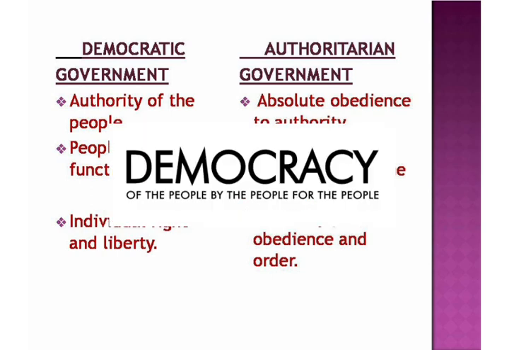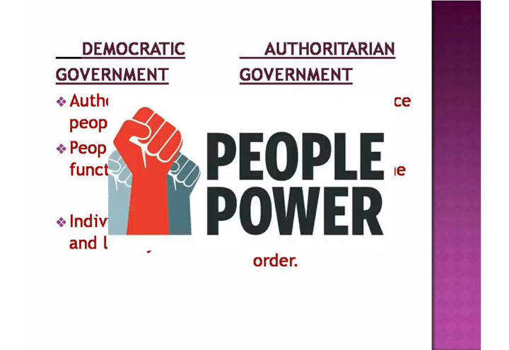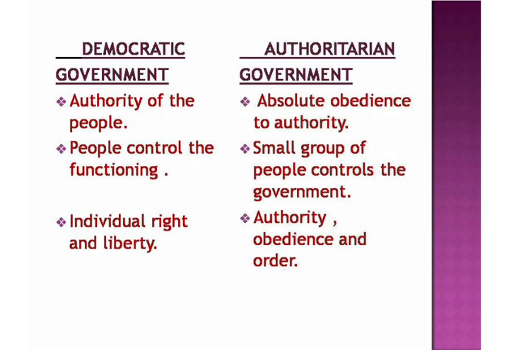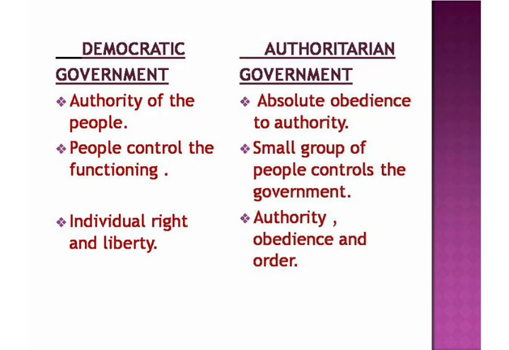Democracy. This word means authority of the people, while the word authoritarian means absolute obedience to authority. In democratic governments, the functioning of the government is controlled by the people, while in authoritarian, a small group of people, a particular class, or a strong political party controls all the decision making in the government.